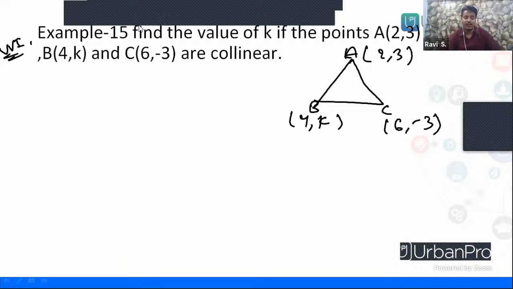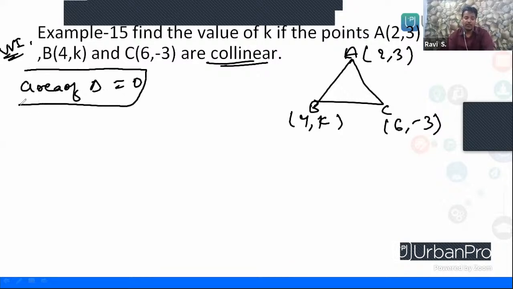Now see, as I told you, if the points are collinear, there will be no formation of a triangle, so the area of the triangle will be 0. This is the easiest way, guys. If you need to find the value of k to check whether points are collinear or not, we'll use this simple form, that is, the area of the triangle will become 0.